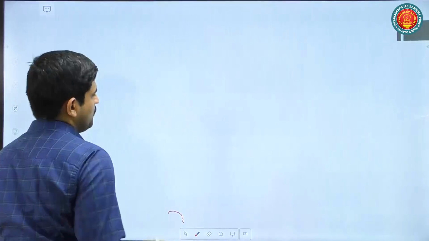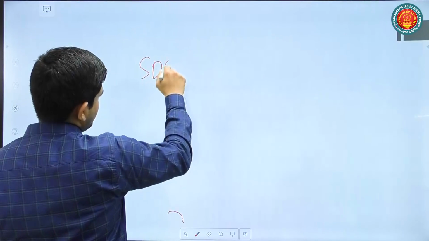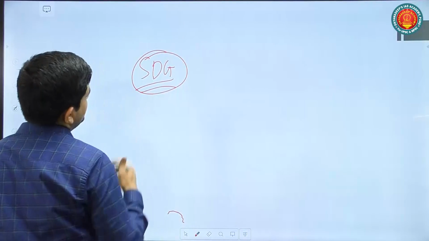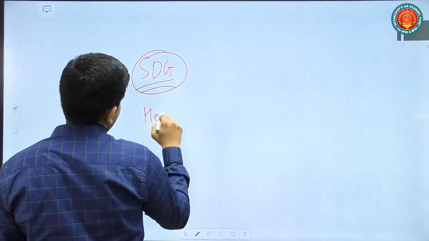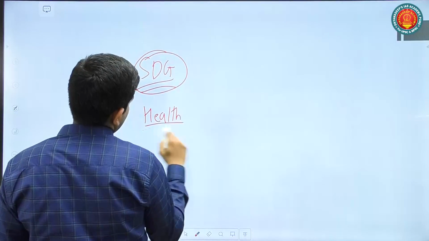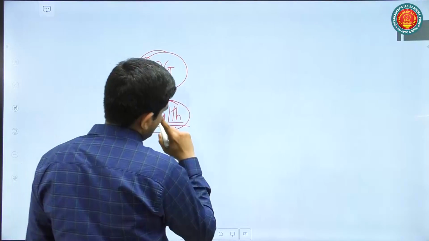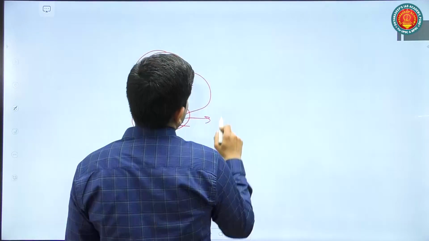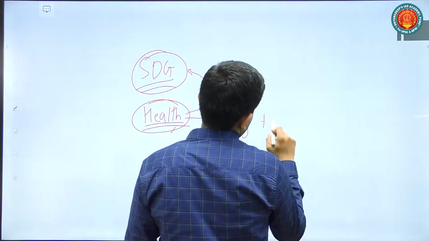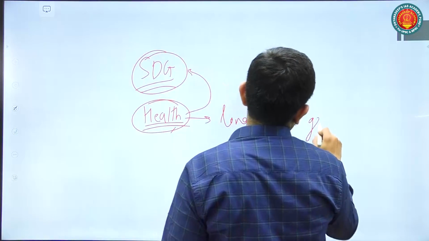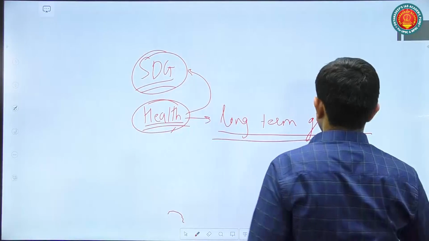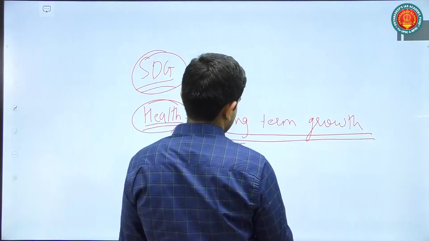In conclusion, you can talk about how, in order to achieve the targets of SDG, it is very important that we improve on the health front. The health parameter is important, not only for achieving SDG, but for achieving long-term growth of our economic and human capital.